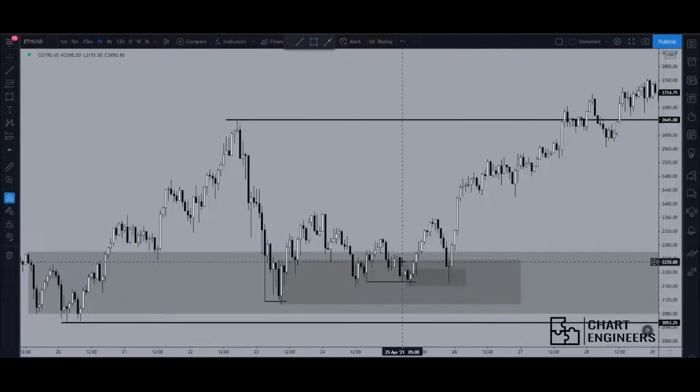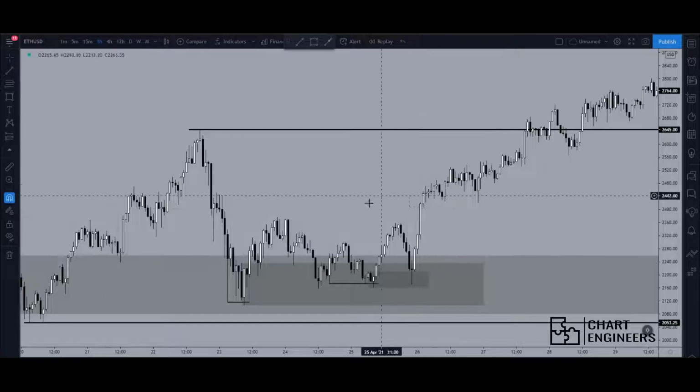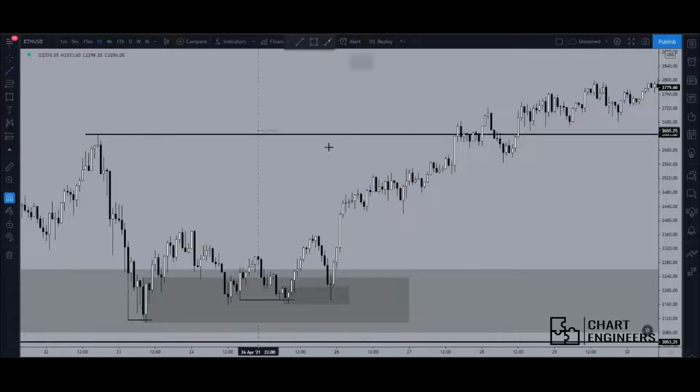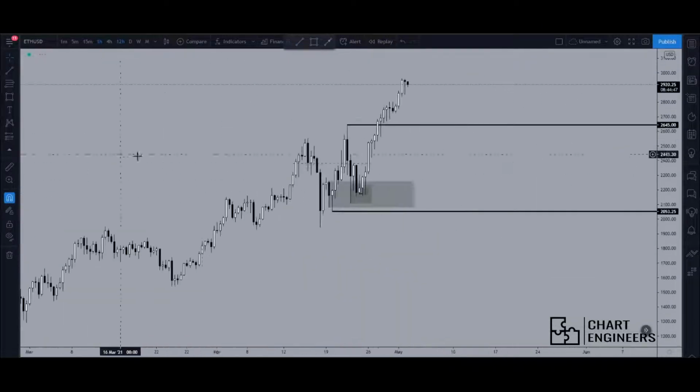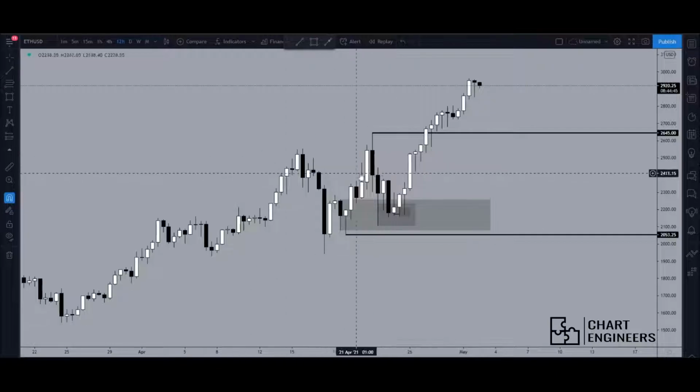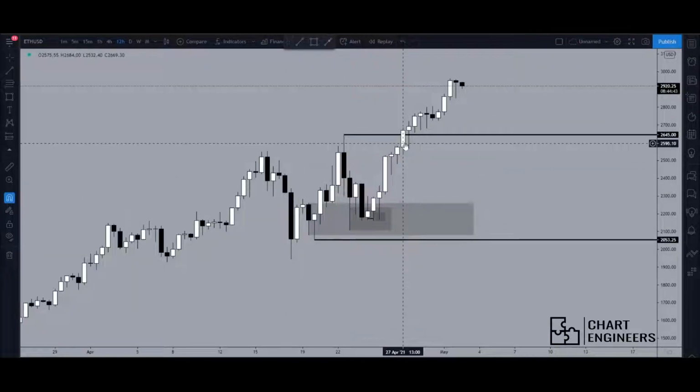So 3R would have been a good target, but then the market didn't show it wanted to slow down. Instead it kept sweeping lows, no structure breaks, just pushing up. Again, even here. So then if we go back to our 12 hour, we just had our structure break again.